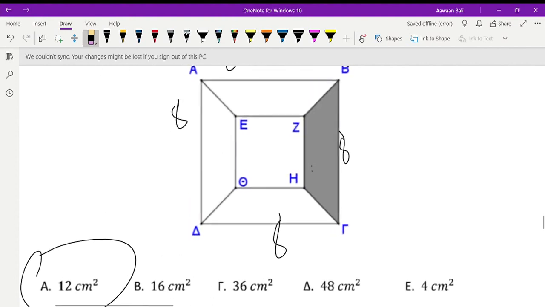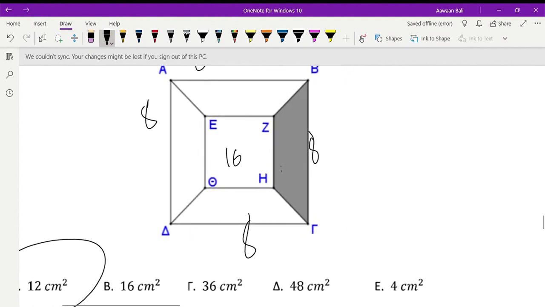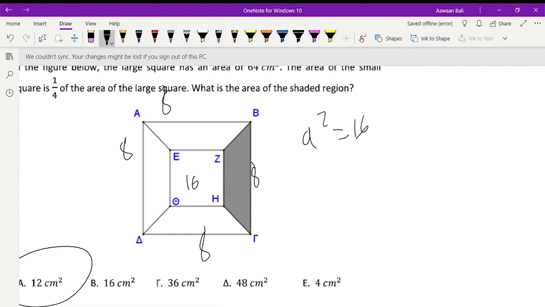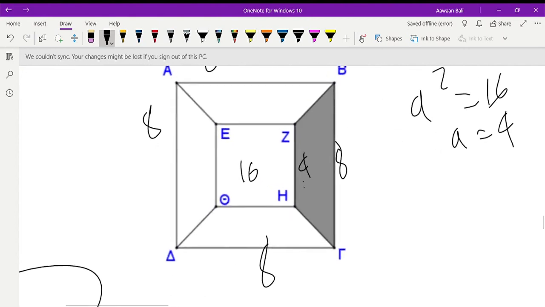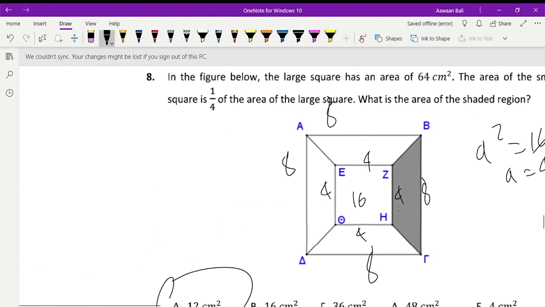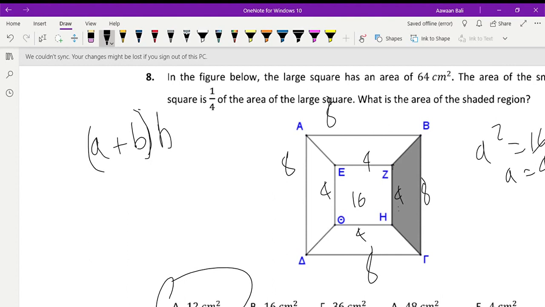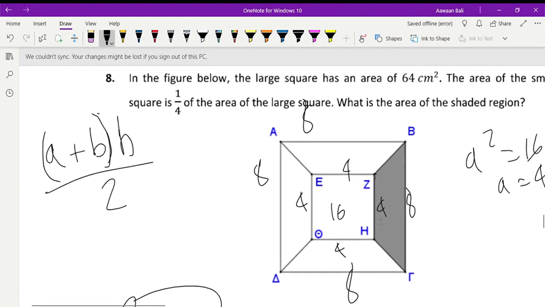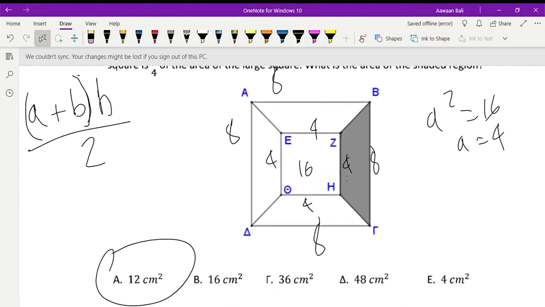So we know this is 16, right? The area of this small square is 16. A squared is 16, so A is 4, which means the sides of all of these are 4. Now the area of a trapezium, like the shaded region here, is A, which is the top side, plus B, which is the bottom side, multiplied by H, which is basically the height of the trapezium, and then divided by 2.